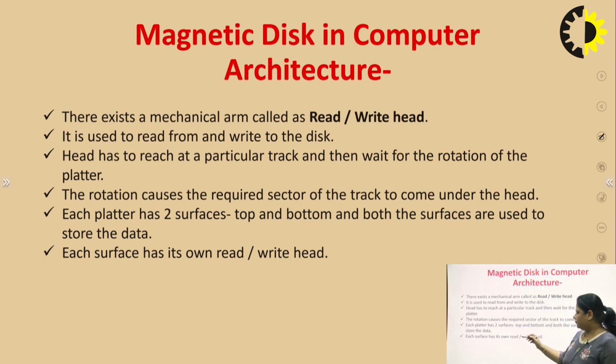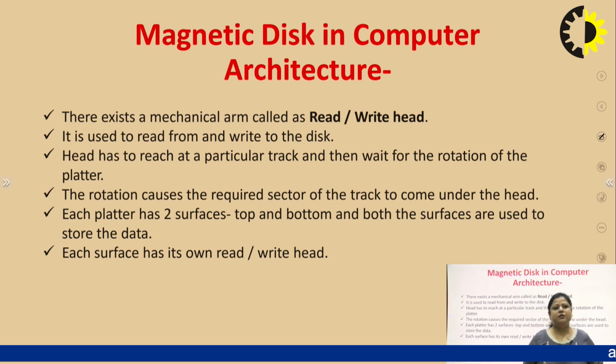Now each platter has two surfaces, top and bottom, and both surfaces are used to store the data. In both surfaces, top and bottom, the magnetic disk is used for storage of data. Each surface has its own read-write head.